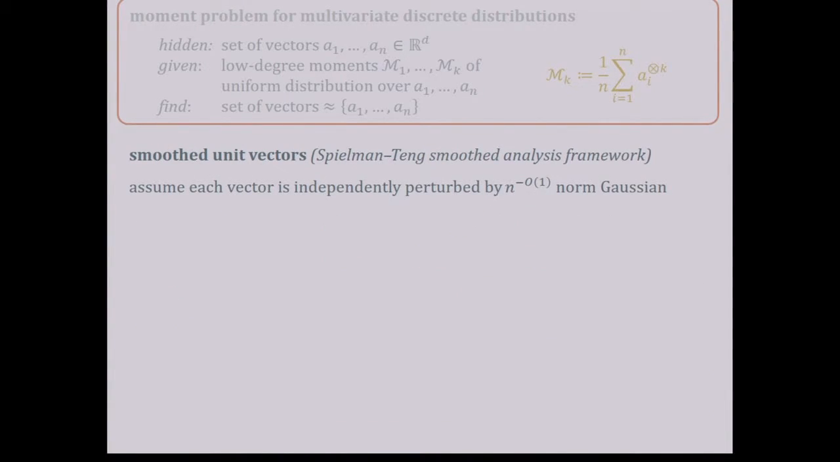Now, going to more general kinds of vectors. So we talked about linearly independent vectors, random vectors. Now, another model that people studied is smooth vectors. This falls into the framework of smoothed analysis. And here the idea is that usually in smoothed analysis, you perturb the input and hope that you can solve the problem on the perturbed input.